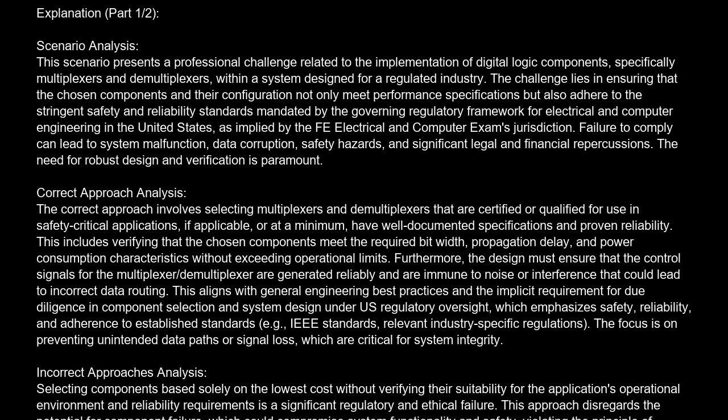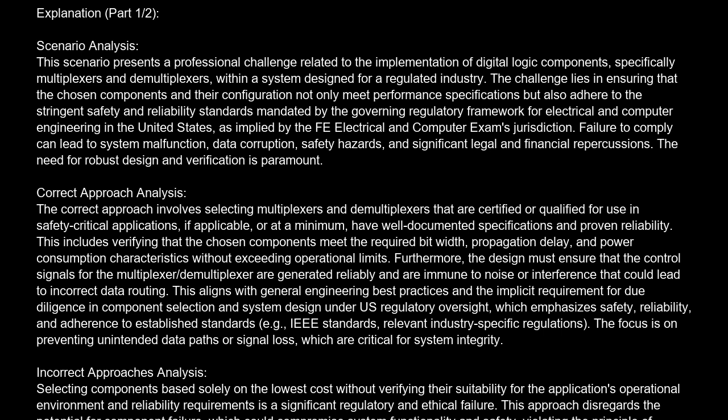The correct answer is A. Prioritize components with comprehensive datasheets that include detailed specifications on noise immunity, temperature range, and failure rates, and ensure the control signals are robustly designed to prevent unintended data paths.